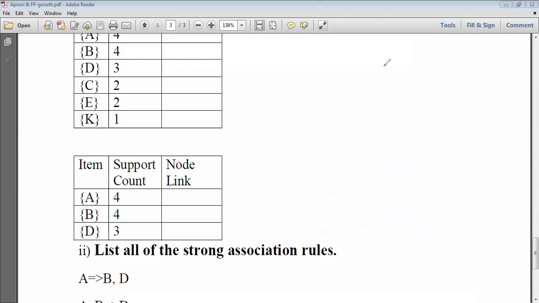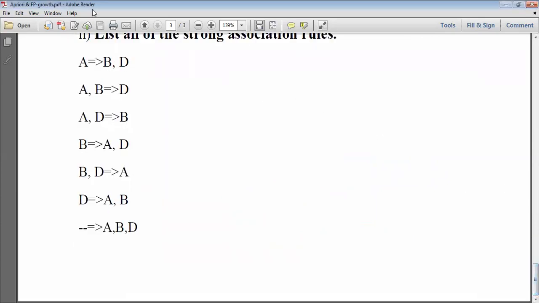See here, last one. List all strong association rules. So previously you have to write the strong association rules. These are the strong association rules you have to write. This one, and this one, and this one, these two, and these two. So totally 3. These are the strong association rules.